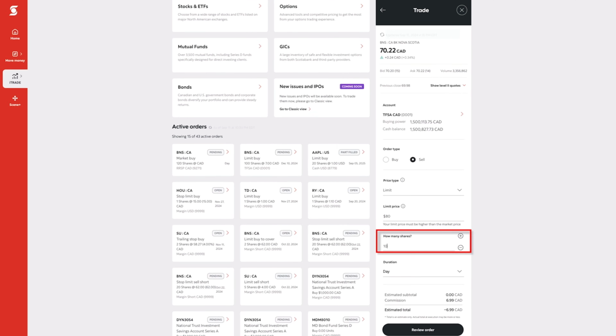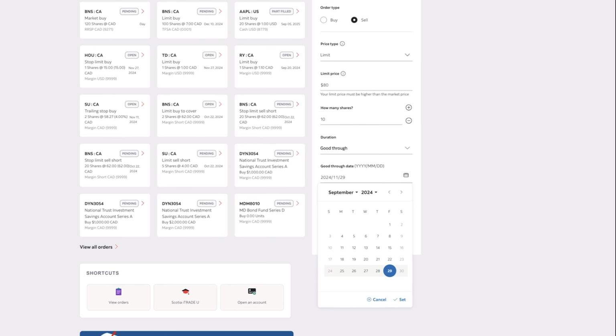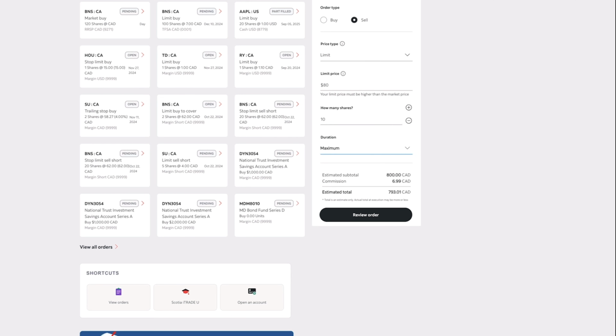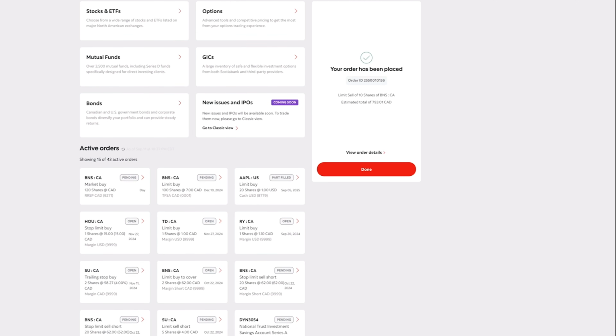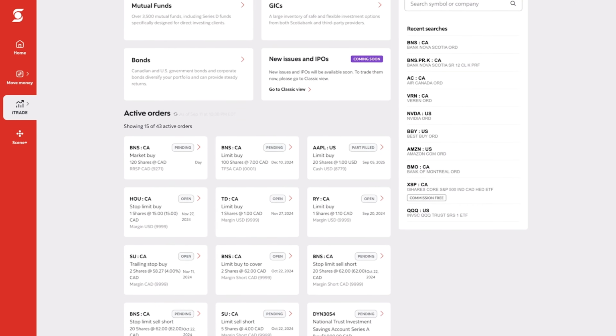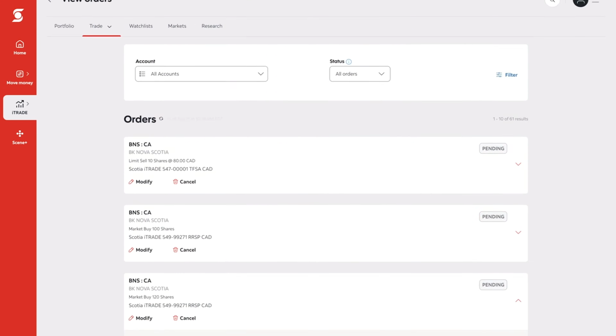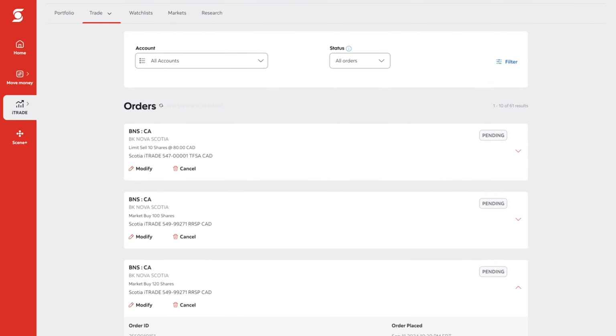Enter the number of shares you would like to trade and the duration. This lets you decide how long you want the order to stay open. Click the Review Order button. Review your new trade details under Active Orders, or select View All Orders to manage your active, completed, or rejected trades.